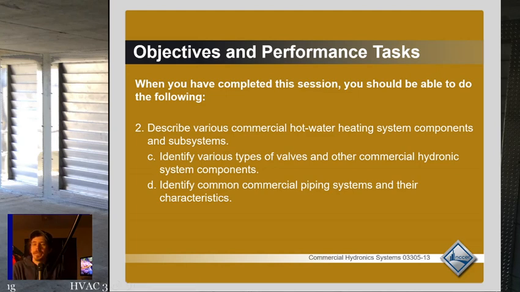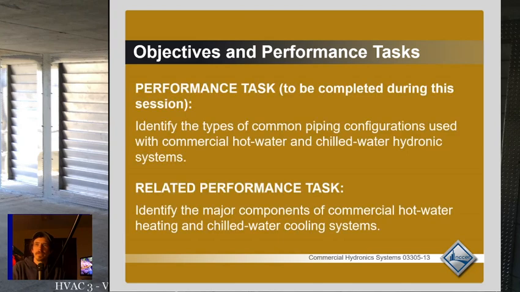Alright, when we complete this section, we should be able to do the following. Describe various commercial hot water heating system components and subsystems. Identify various types of valves and other commercial hydronic system components. Identify common commercial piping systems and their characteristics.